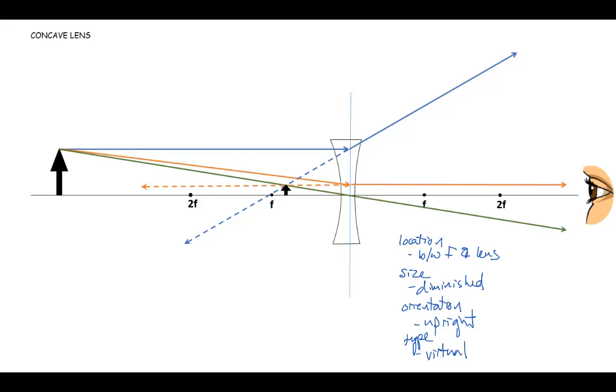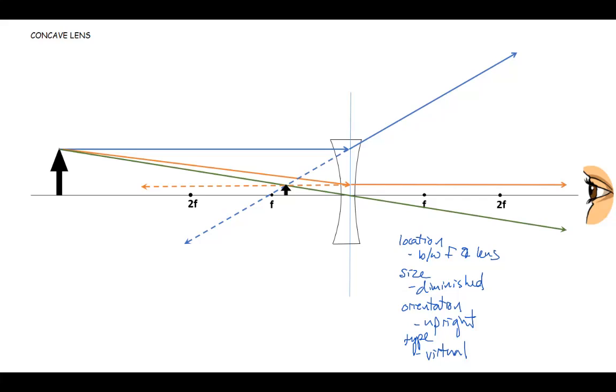Okay, at F, we shouldn't have an image, it's switching. And then at less than F, it'll be behind the lens, upright, magnified, and virtual, because again, we have to do some back tracing. When it comes to concave or diverging lenses, the image is always going to be between F and the lens. They're going to be upright, diminished, and virtual, but they will increase in size as you approach the lens. Okay?